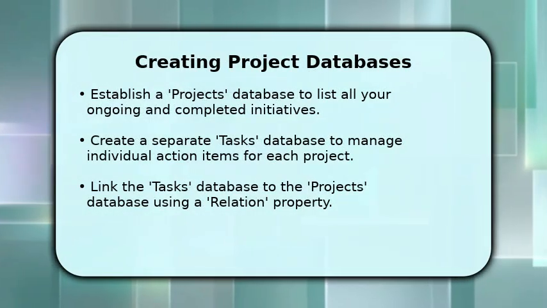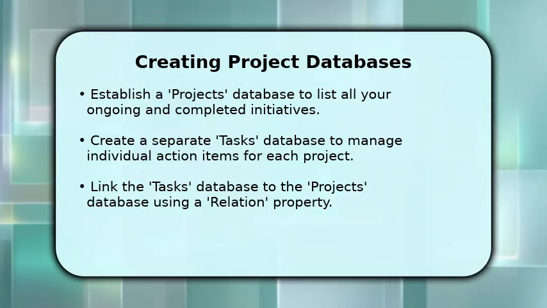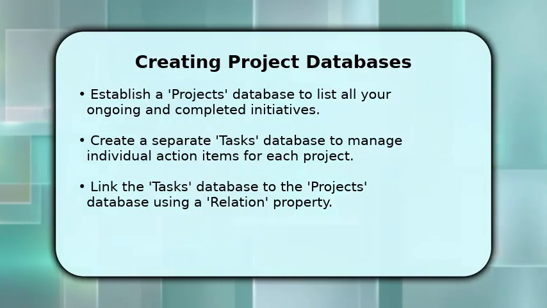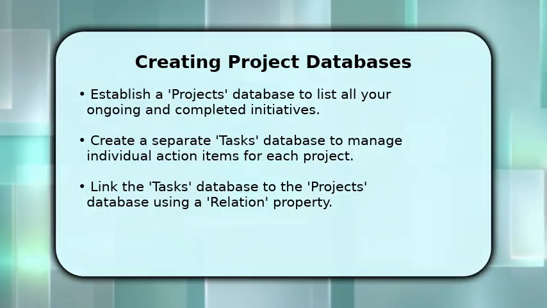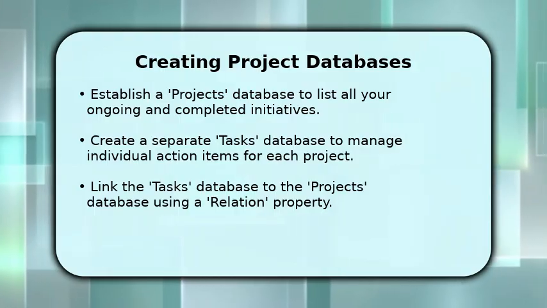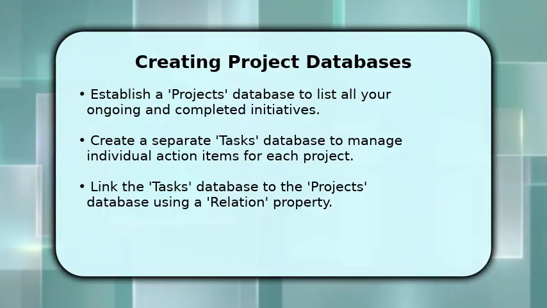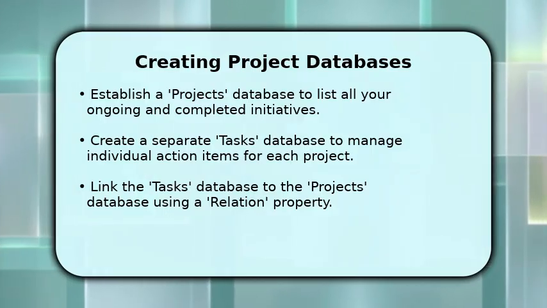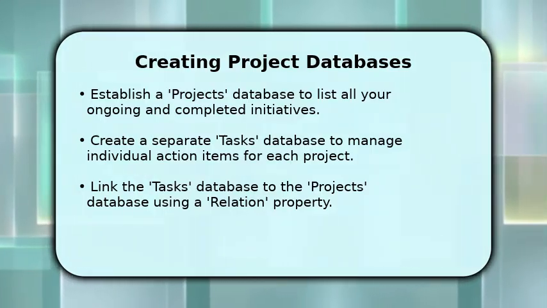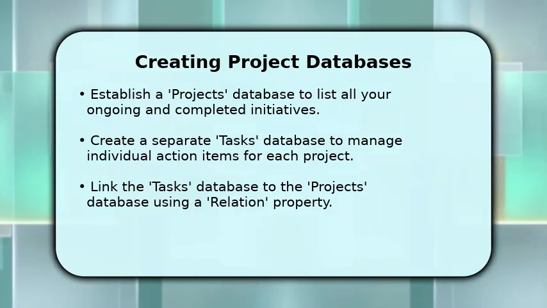Now, let's build out your core databases. Start by establishing a dedicated projects database where you'll list every initiative. Then, create a separate tasks database to meticulously track all the individual action items required. The magic happens when you link these two. Use a relation property within your tasks database to connect each task directly to its parent project. This ensures everything stays organized and traceable.